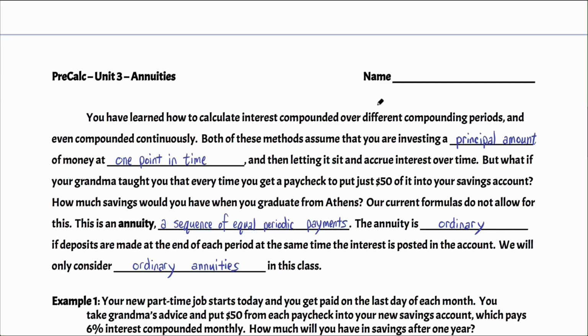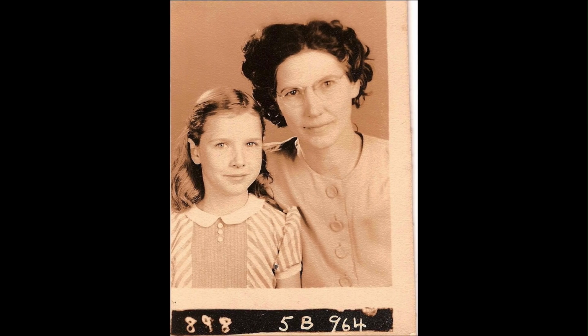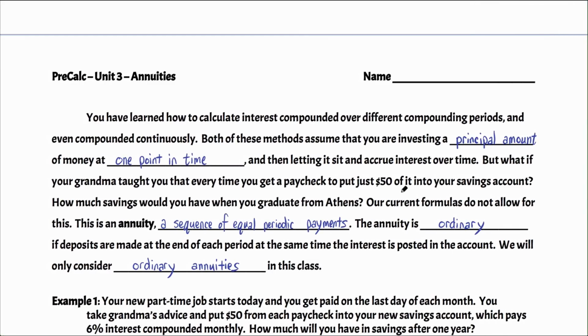But what if your grandma taught you that every time you get a paycheck to put just $50 of it into your savings account? All right, so that's my grandma right there, and my mom. My mom used to always tell me that her mama told her every time she got a paycheck, put half of it into a savings account for later. So we're gonna do something similar. Instead of half, we're gonna give that a dollar amount in the examples that we're using.